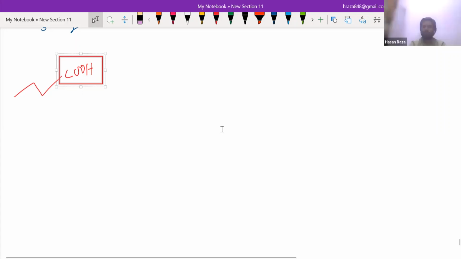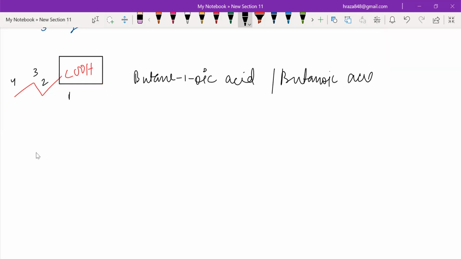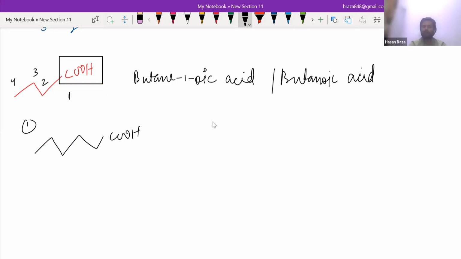Now see, it's very easy. You are going to number it 1, 2, 3, 4. 4 carbon is there. So butane, 1-oic acid, or either you can write butanoic acid. Butanoic acid. Yes. So can you write the name of this compound as well as this? Please do it.